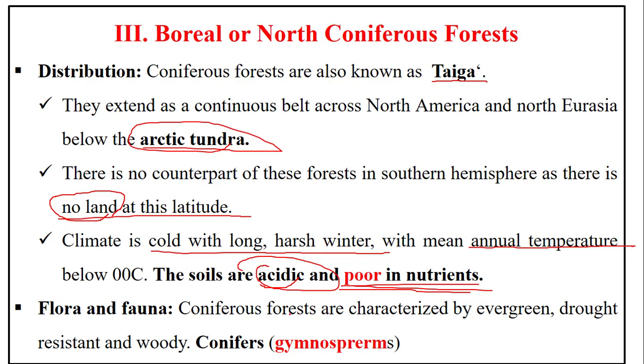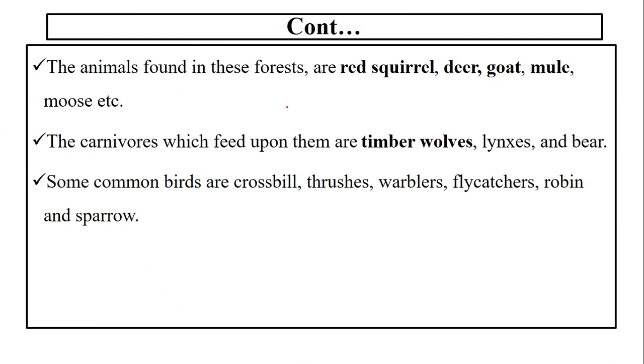Flora and fauna: the coniferous or boreal forests are characterized by evergreen, drought-resistant, woody coniferous species. Coniferous means gymnosperms, which are plants that produce seeds. The animals found in these boreal forests are red squirrels, deer, goats, mule deer, and moose. The carnivores that feed upon them are timber wolves, lynx, and bears. Some common birds are crossbills, thrushes, warblers, flycatchers, ravens, and sparrows, which mostly live in the boreal forests, right?